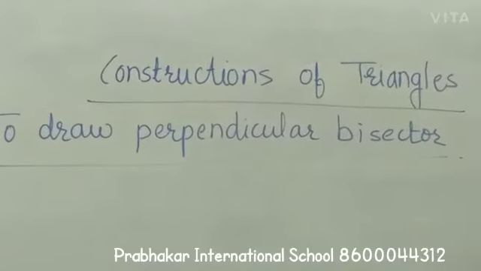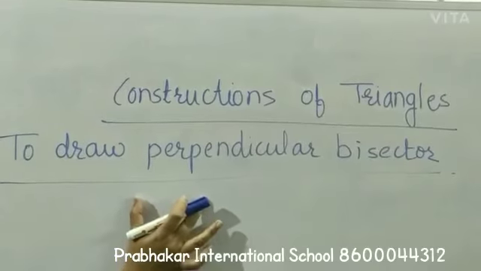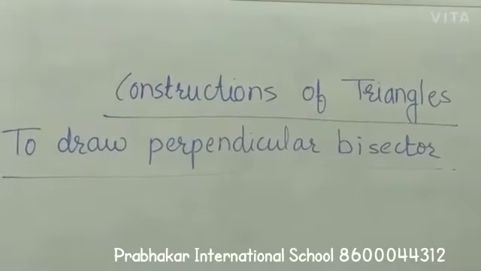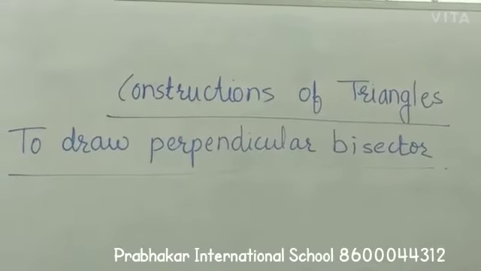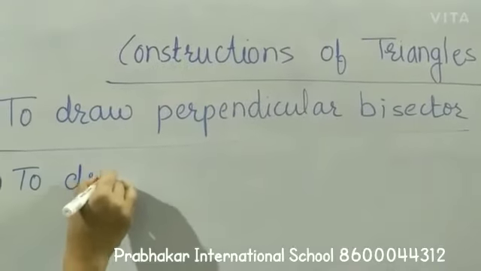Sections of triangles. In this chapter we will study first of all to draw perpendicular bisector. Perpendicular bisector we can draw in three ways. So all three ways I am going to show you. First of all we will study to draw perpendicular bisector.